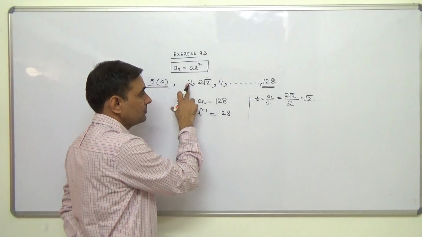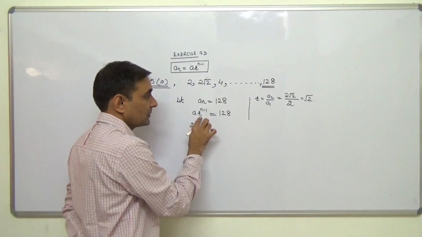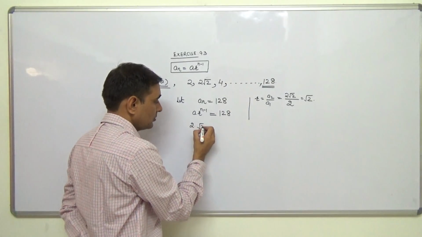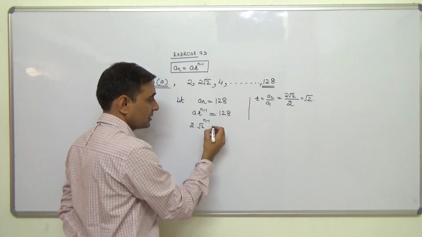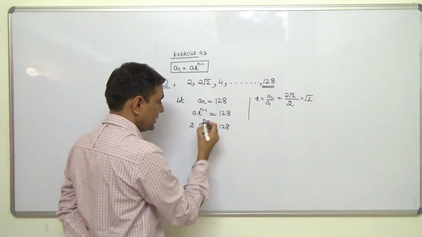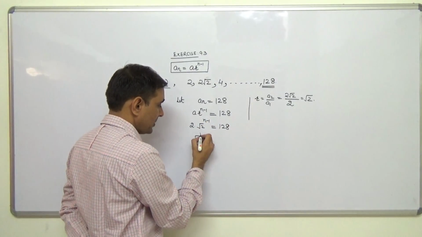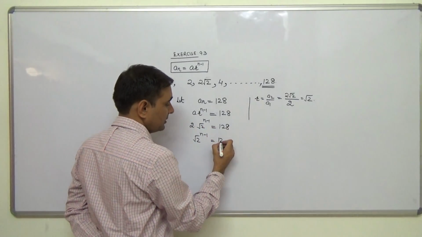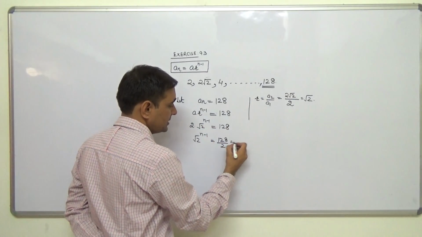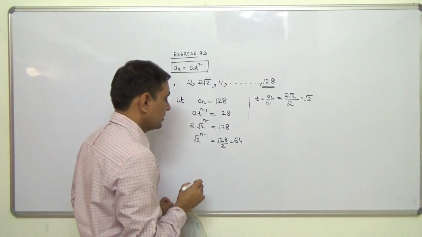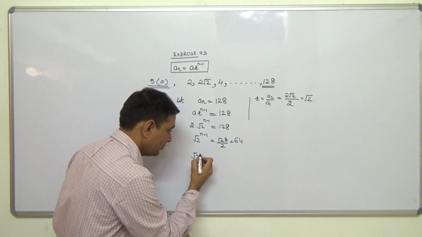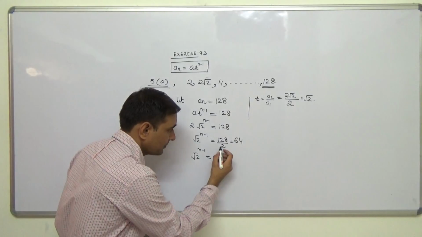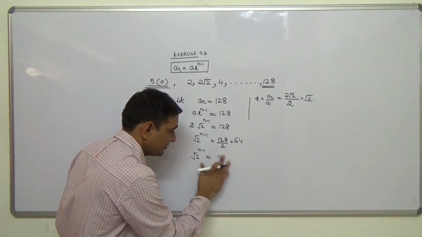So a is 2, we will put a as 2, r is root 2. Root 2 raised to power n minus 1, this is equal to 128. Root 2 raised to power n minus 1 is equal to, we can divide 2 to the right side, 128 by 2, that is 64, right? So we have root 2 raised to power n minus 1 is equal to 64.